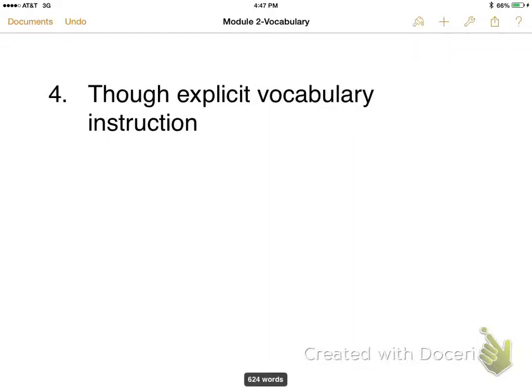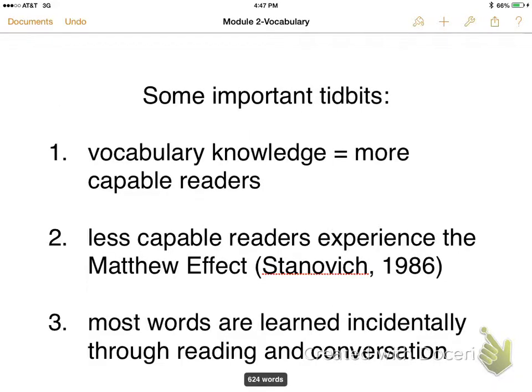The next one, number 4, students learn words through explicit vocabulary instruction. That means, where have you heard that before? Explicit vocabulary or explicit instruction. You should recall that you heard that in the phonemic awareness and phonics module, that explicit instruction was important. Well, students learn words through explicit vocabulary instruction, and we're going to talk about what that instruction looks like a few slides over. So, here are some important tidbits, some things that you need to know.